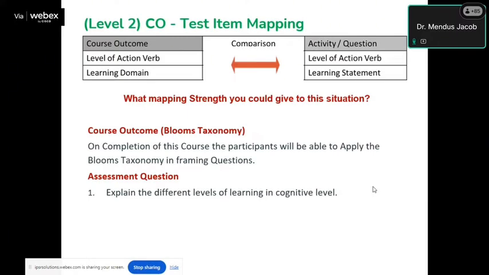Okay. Now, my course outcome is apply level, K3. I'm trying to assess whether the student has attained this course outcome. Okay, that is my goal. And for that purpose, now I am asking a question for the exam, and this is level 1. My question is level 1.